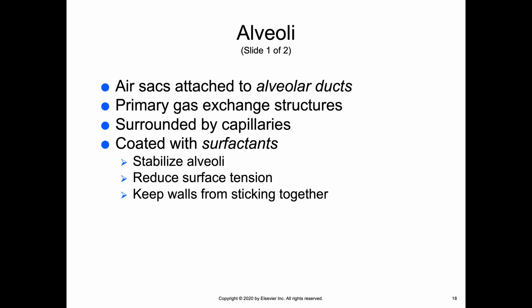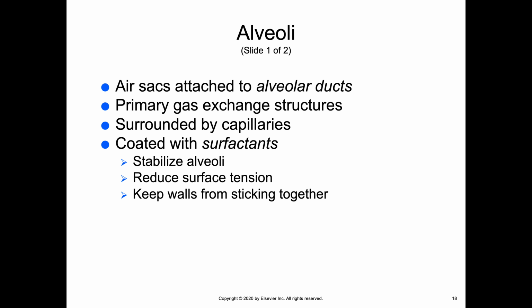So the alveoli. These are the functional units of the lungs. This is where the gas exchange actually occurs. These are air sacs attached to alveolar ducts that are part of the bronchioles. Primary gas exchange structures, surrounded by capillaries and coated with surfactants. The surfactants help to stabilize the alveoli, they reduce surface tension and keep the walls from sticking together. So they allow the alveoli to move, expand and contract with respiration.